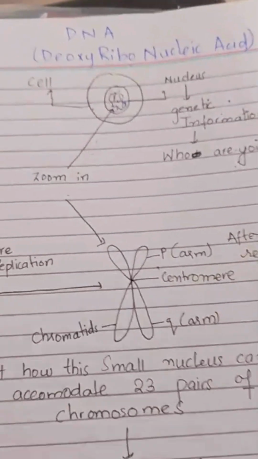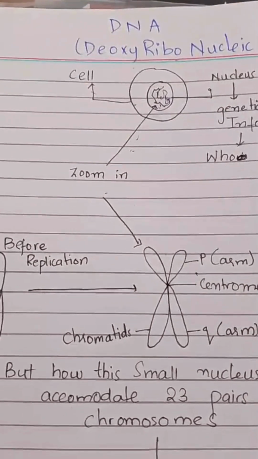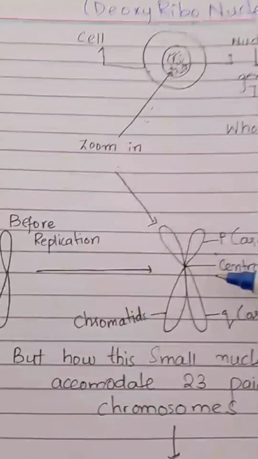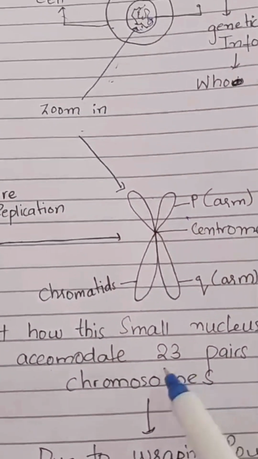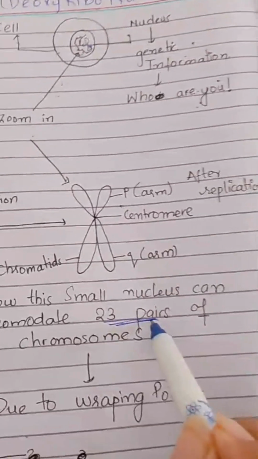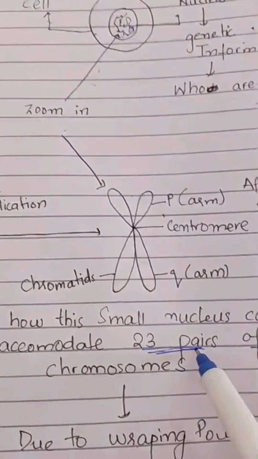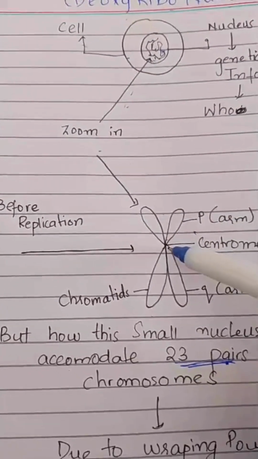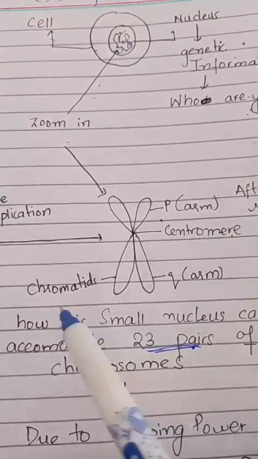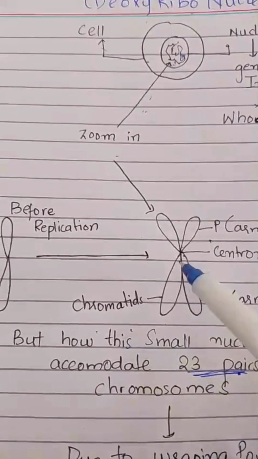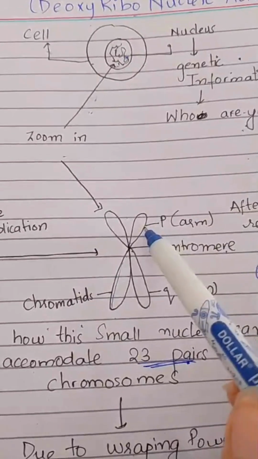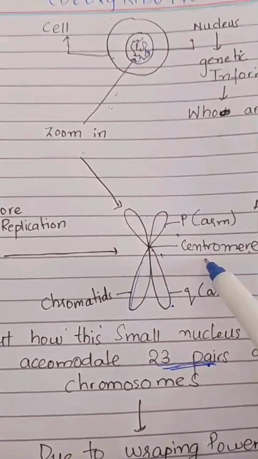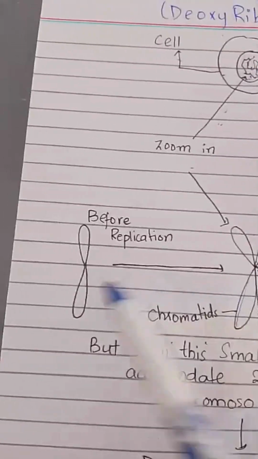chromosomes. If we talk about the DNA, the chromosomes or the gene, we all know that every human or individual has 23 pairs of chromosomes. Let's talk about the chromosome structure. This central point is known as the centromere, and we also have chromatids, which are like the arms. We have the P arm and the Q arm. So this is a chromosome, but this is also a chromosome.